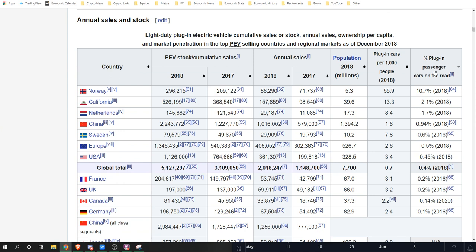So this is the percentage of plug-in passenger cars on the road for different countries. We can see Norway is taking the lead by far, with over 10% of all cars on the road being a plug-in EV, which is pretty unbelievable. But really every other country is really far behind. We're seeing Netherlands at 1.7, China at almost 1%, Sweden at 0.6, and USA at almost 0.5%, where California is actually at 2.1, which isn't bad.